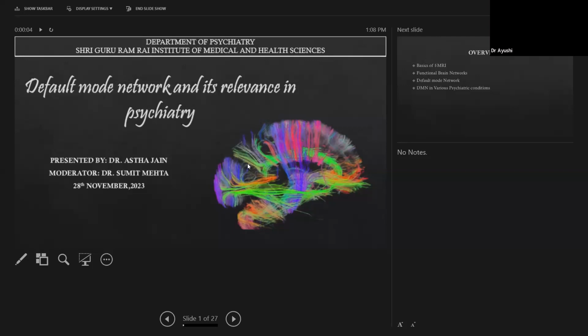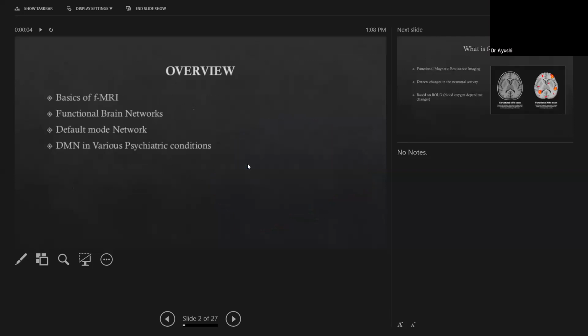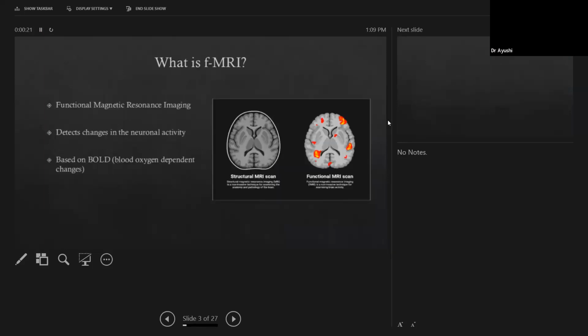The topic of my presentation today is default mode network and its relevance in psychiatry, and my moderator is Mehta sir. So in this presentation, first of all, we'll be talking about the functional MRI and the other neuroimaging modalities, which has basically been the basis of the classification of these brain networks. And then we'll be going to the topic of interest, that is the default mode network and its relevance in various psychiatric conditions. So what is functional MRI or the fMRI?